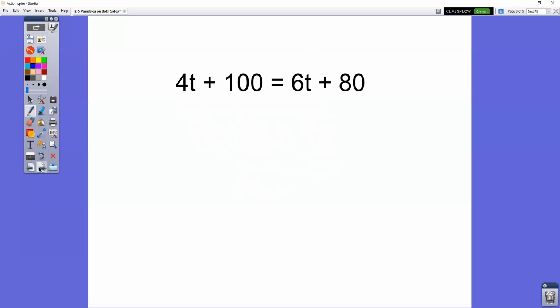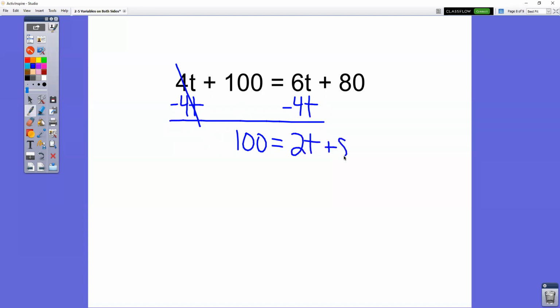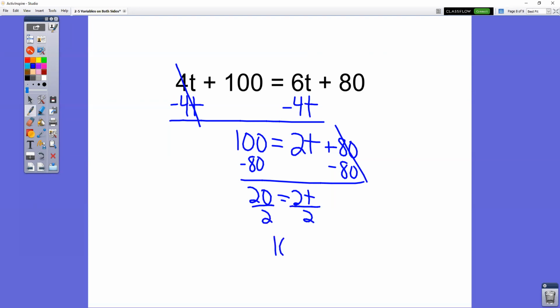So again, you have a 4t on one side and you have a 6t on the other. I would always work with the smaller of the two letters first. So I would personally do minus 4t and minus 4t. If you wanted to, however, you could do minus 6t and minus 6t. Those 4t's cancel out. Bring down your 100, bring down your equal sign. 6t minus 4t is 2t. Bring down your plus 80. Minus 80, minus 80. So we have 20 equals 2t. Divide by 2, divide by 2. You get 10 equals t.